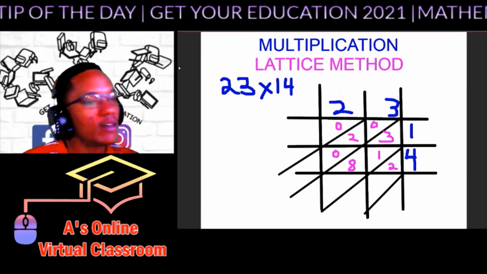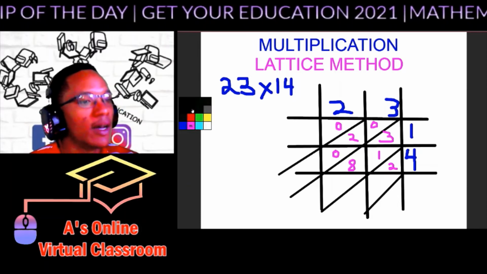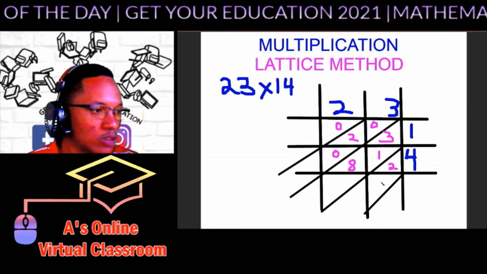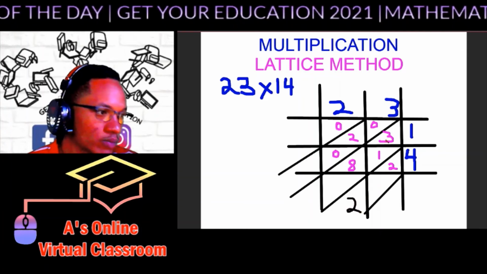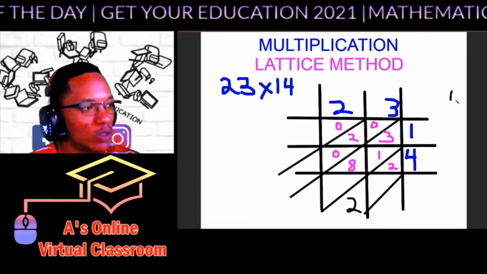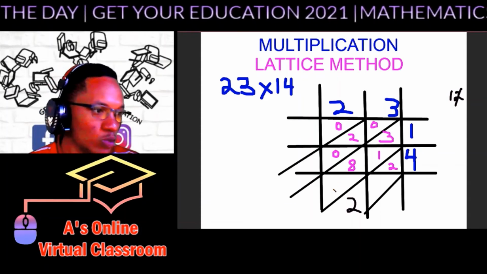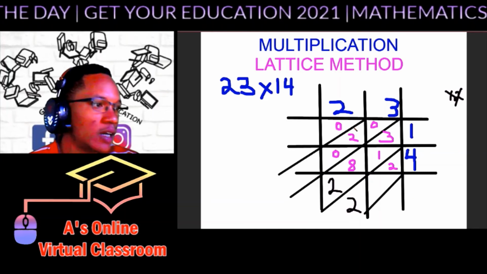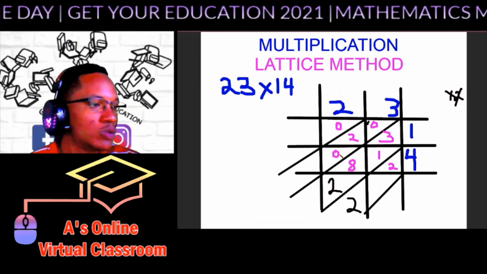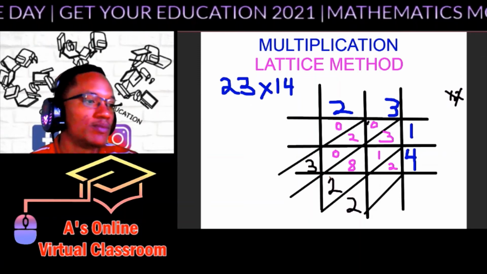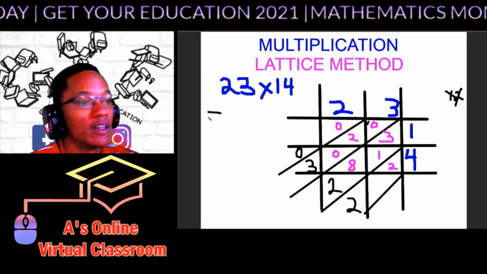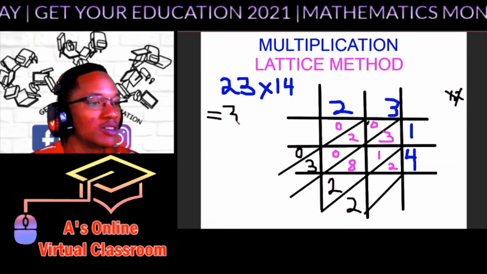Alright, then from there now we're going to add. So we're going to add the purple numbers along the diagonals. So here we just have 2, so I'll write 2 here. Here we have 8 plus 1 is 9 plus 3 is 12, so we're going to write 12 here and write the 2 here, and this 1 is going to come to add up in the next diagonal. 1 plus 0 plus 2 is 3 plus 0 is 3, and then on top we just have a 0. So the answer, and you can double check me on your calculators, is 322.